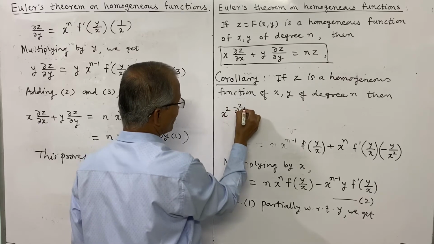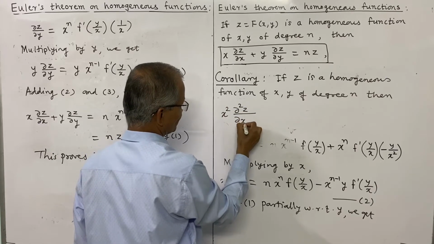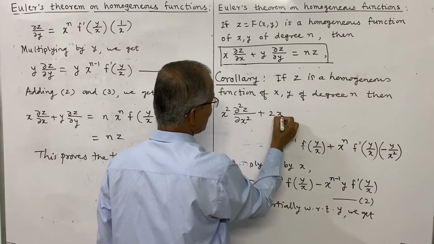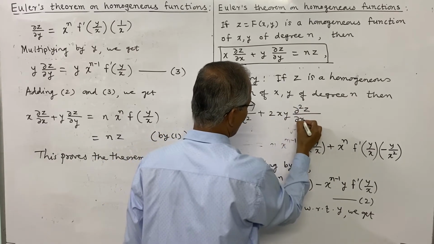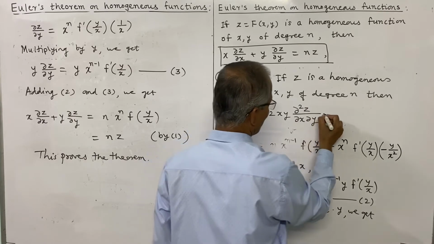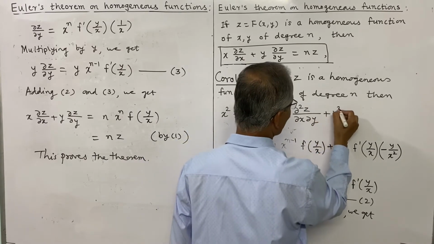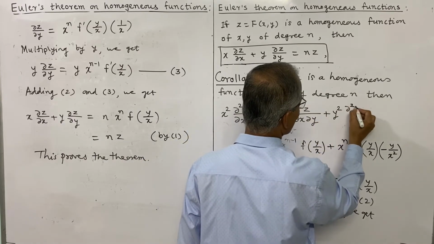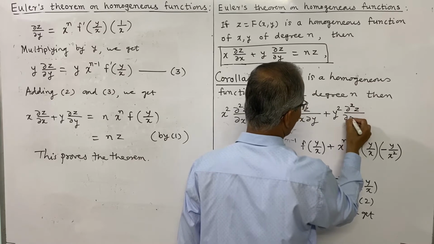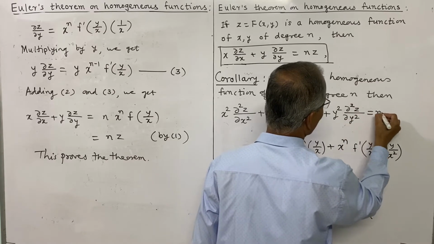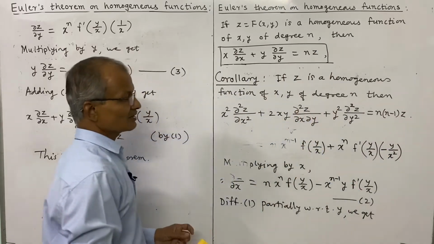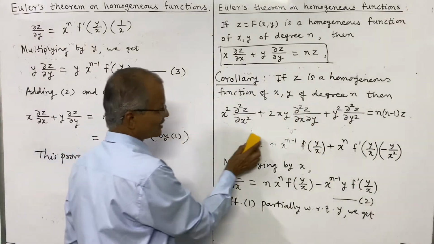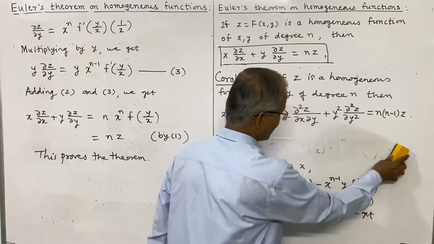x square ∂²z/∂x² plus 2xy ∂²z/∂x∂y plus y square ∂²z/∂y² is equal to n into (n minus 1) into z. So this is a corollary of Euler's theorem.